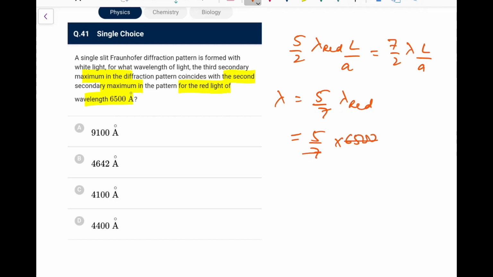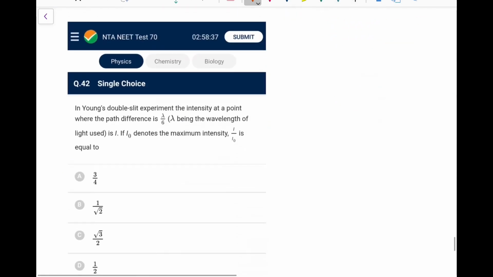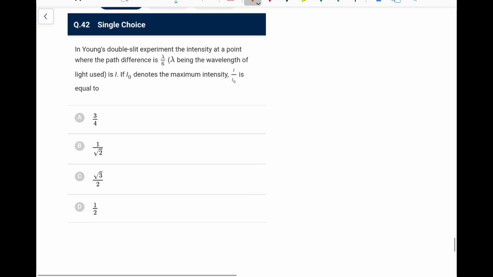So this comes out as 7 9s are 63. Then you have 20, that is 2, then 60. So 9, 28, 29 you can have. So it is approximately 5 8s are 40, 5 2 10 14. This is 4640 roughly, that is 4642 angstrom, that is going to be B. In YDSE, the intensity at a point where the path difference is lambda by 6 is I.